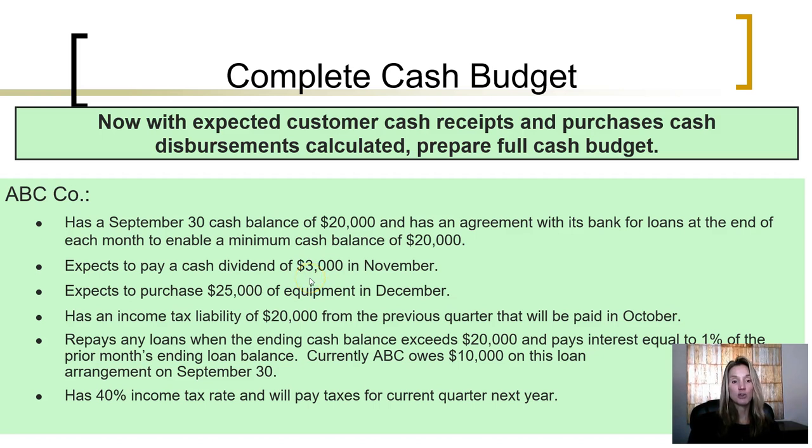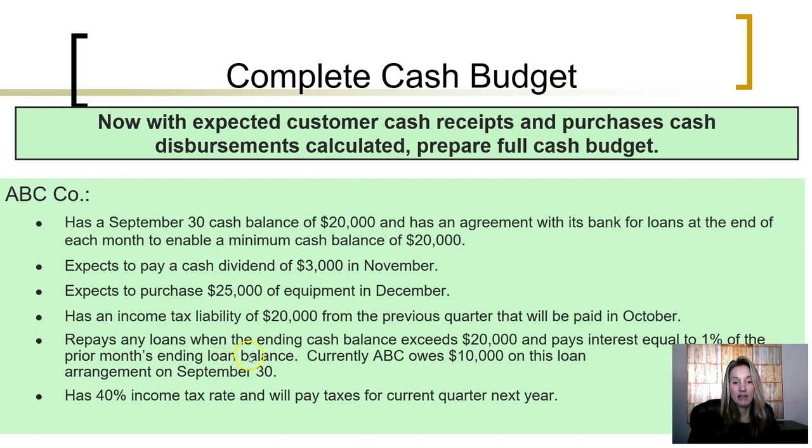ABC is budgeting to pay a cash dividend of $3,000 in November. They expect to spend $25,000 of cash for purchase of equipment in December. They have an income tax liability of $20,000 from the previous quarter that will be paid in October.